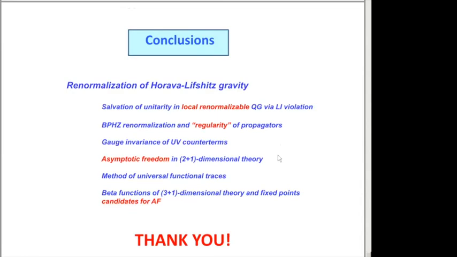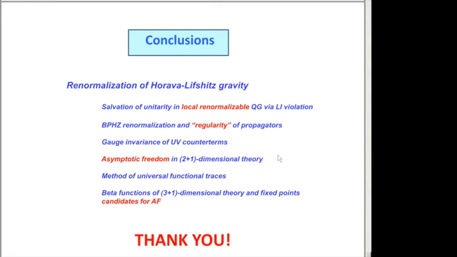I'm sorry for going over the admissible time. Basically, what we see is that Horava-Lifshitz gravity, the non-projectable version of this model, performs a salvation of unitarity within a local renormalizable quantum gravity theory with broken Lorentz invariance. Then one can perform Bogolyubov-Parasyuk-Hepp-Zimmermann renormalization if you work within the so-called class of regular propagators satisfying the property of positivity of the corresponding inverse propagator operators. One can prove the gauge invariance of UV counterterms in the class of background covariant gauge conditions.